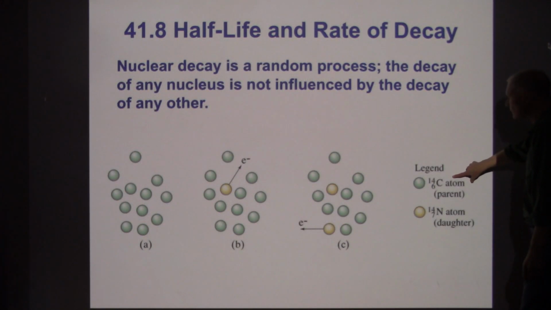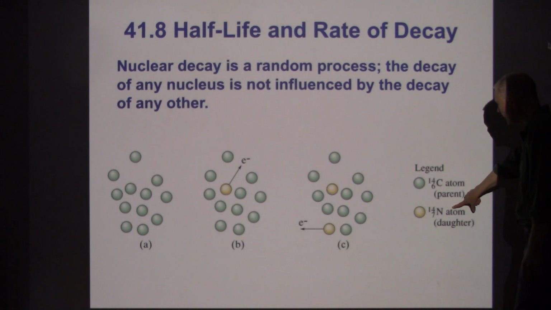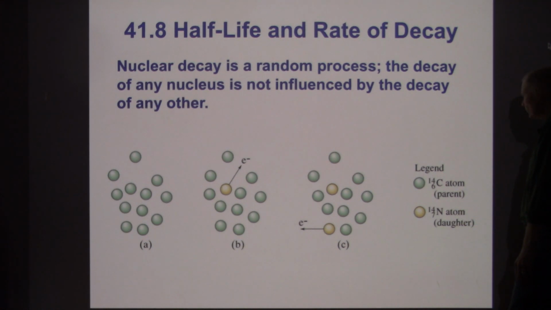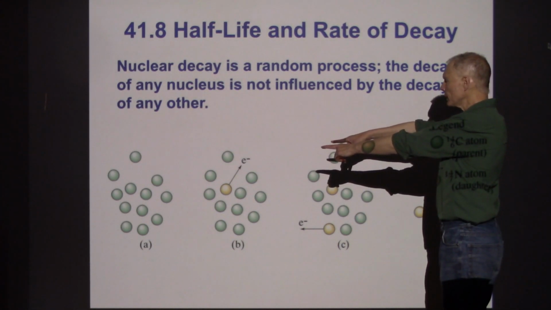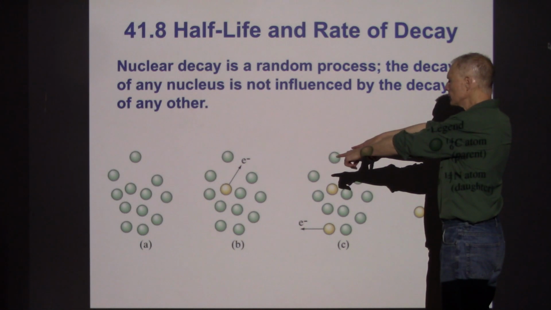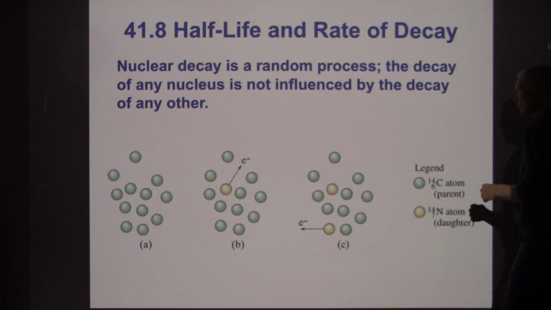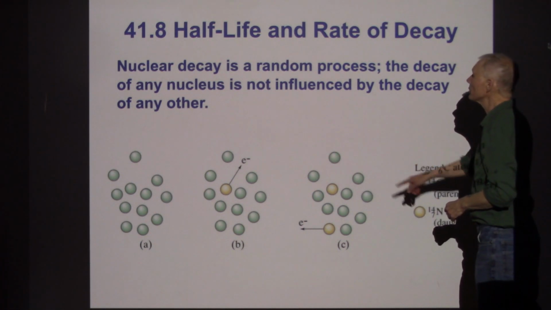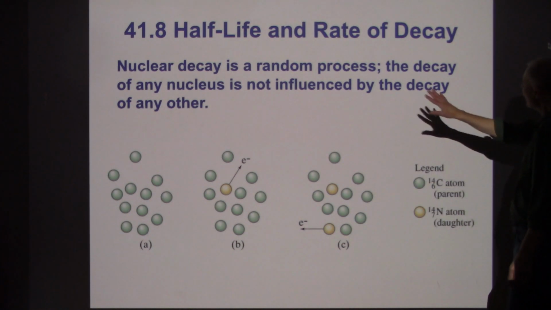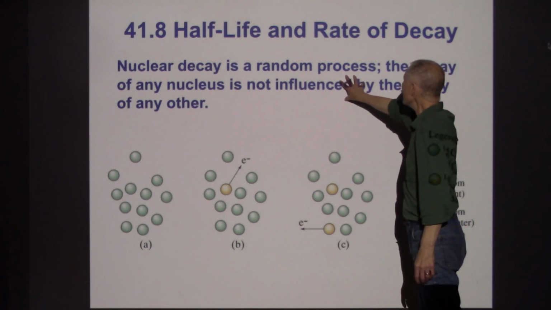So the legend here says that we started out with a sample of carbon-14 nuclei, atoms, and they're decaying into nitrogen-14. So we start out, everything's carbon-14, and then after a certain amount of time, one of these decayed, and then after more time, another one decays. They're just showing, now they're calling this a random process. That's not quite true.